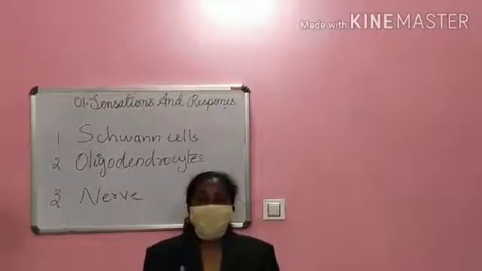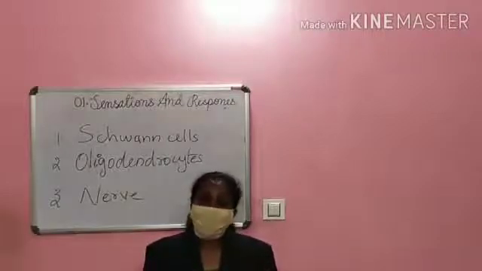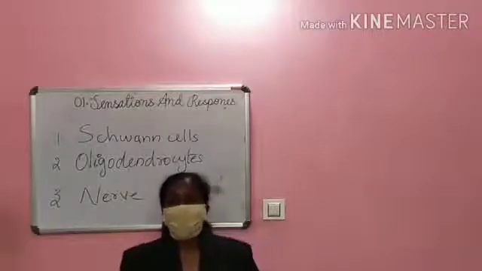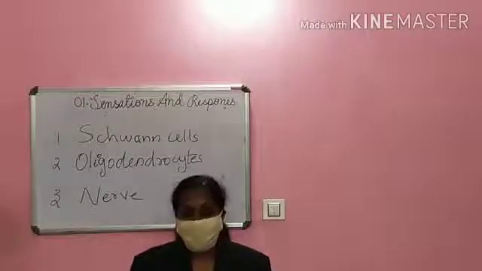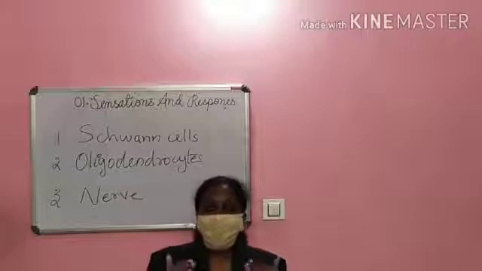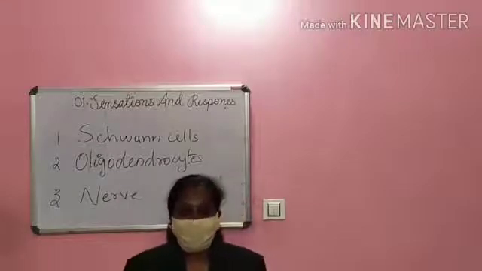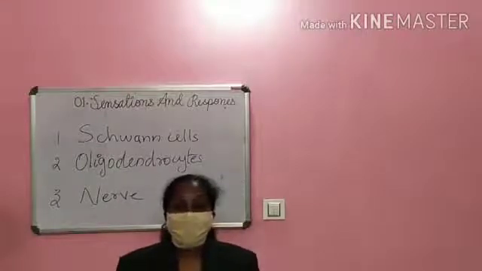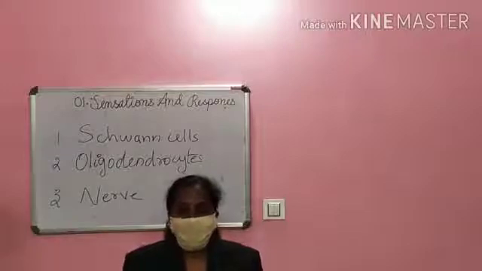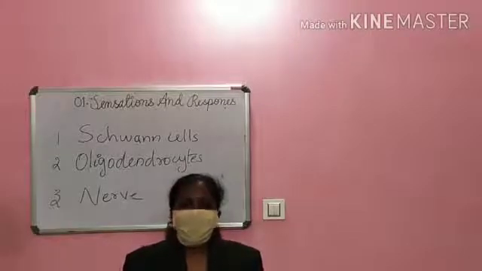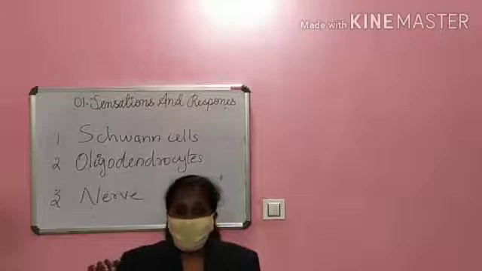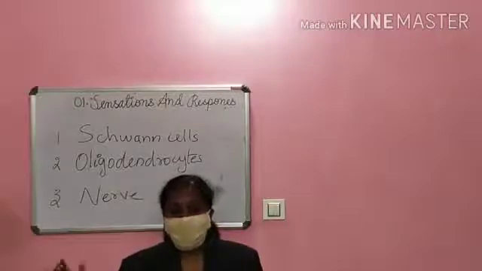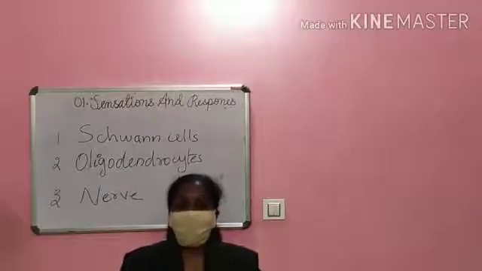Oligodendrocyte means it is a specialized cell which is seen both in the brain and the spinal cord to form the myelin sheath. These oligodendrocytes cover different axons simultaneously, or cover different parts of the same axon repeatedly.